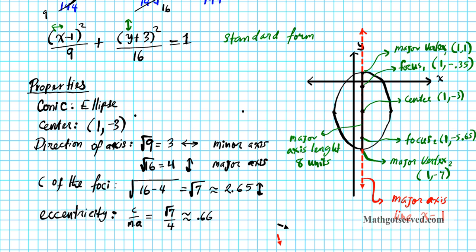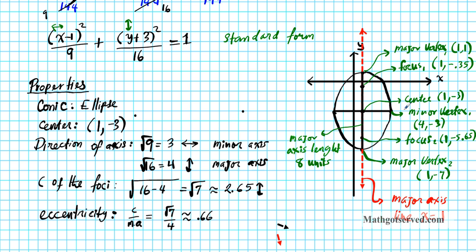Now let's shift our attention to the minor axis. There isn't too much going on there. We're just going to label our minor vertices and also the length of our minor axis. So this is minor vertex 1, and the coordinates are, let's see, 1, 2, 3, 4, comma negative 3. Or you can simply add 3 to the x-coordinate of the center, and that takes you right here.